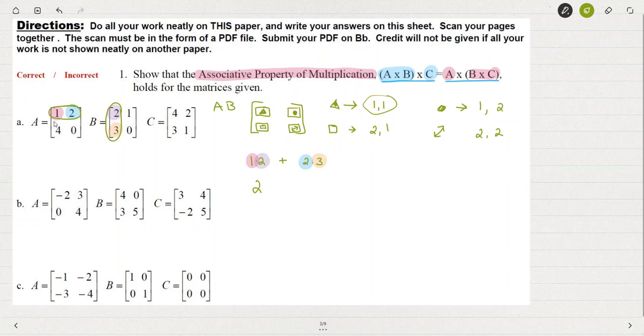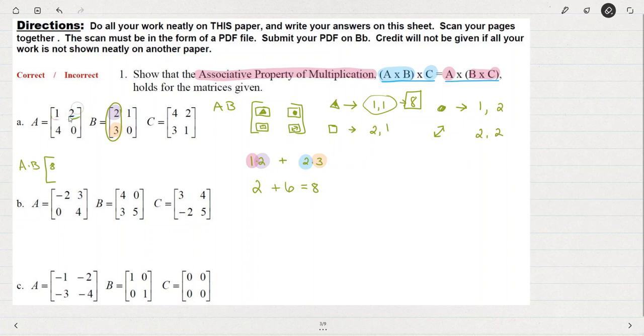So pink 1 times purple 2 is 2. Blue 2 times orange 3 is 6. And when I add those together, I get 8. So this triangle element is going to be 8. So my result of A times B, that first element is going to be an 8.